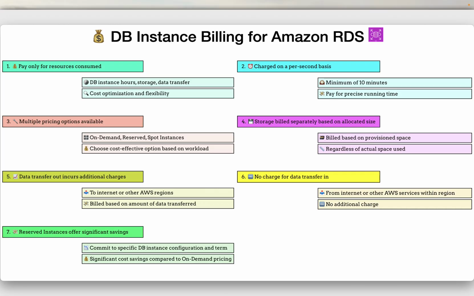Seventh, reserved instances offer significant savings by committing to a specific DB instance configuration and term, 1 or 3 years. You can purchase reserved instances and benefit from significant cost savings compared to the on-demand pricing.